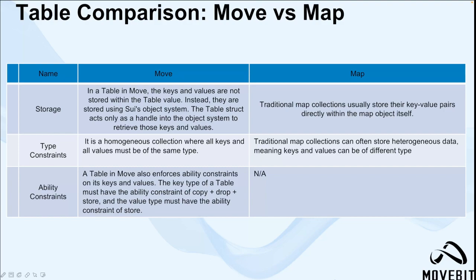And the second one is the type constraints. Traditional map collections can often store heterogeneous data, meaning keys and values can be of different types. However, a table in Move is a homogeneous collection, where all the keys and all the values must be the same type. And finally is the ability constraints, like we mentioned. So, while tables in Move and traditional map collections both store key value pairs, the way they store the data, the type constraints they enforce, and the ability constraints in the case of tables in Move make them different from each other.